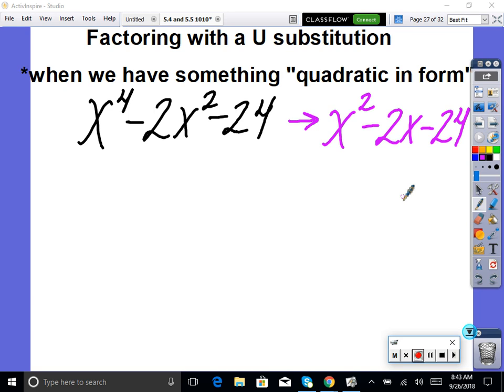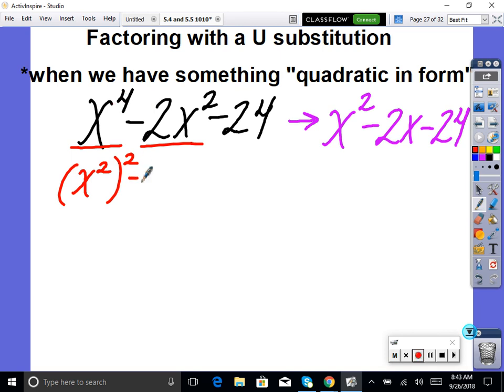Over here it goes 4, 2, constant. Do you guys see how they look almost identical? So we can actually factor this by manipulating it. It's called a U-substitution. Now here's why. We can rewrite all of these x's with x squared. So x to the 4th is the same thing as x squared squared, isn't it? Raise a power to a power and you multiply. You guys see what I'm saying?